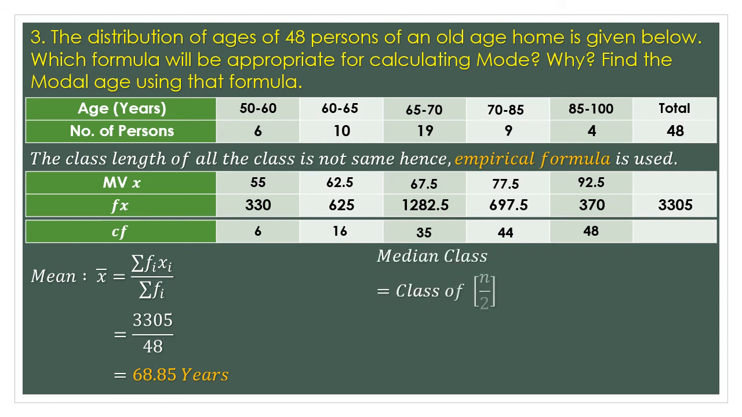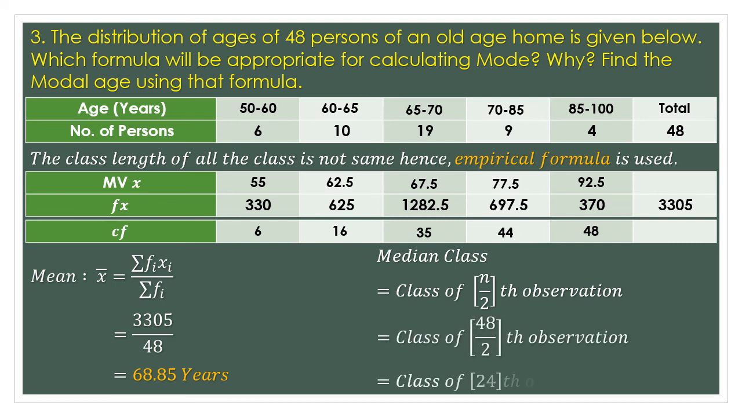Next I have to find the median class, which is the class of the n upon 2th observation, because this is a normal continuous distribution. N is 48, so 48 upon 2 will get us the 24th observation. Now if you look at the CF, the 24th observation is in the CF 35, which falls under the class of 65 to 70. So based on that we are going to calculate the median now.